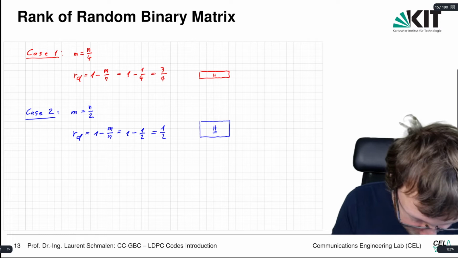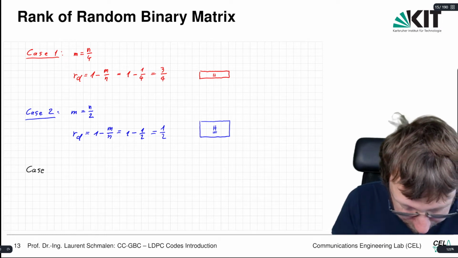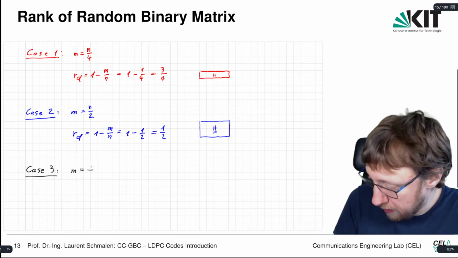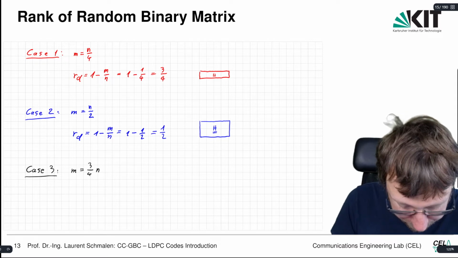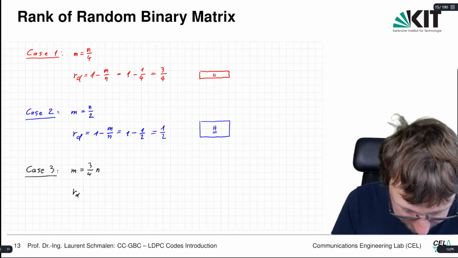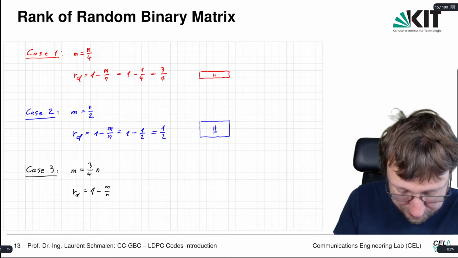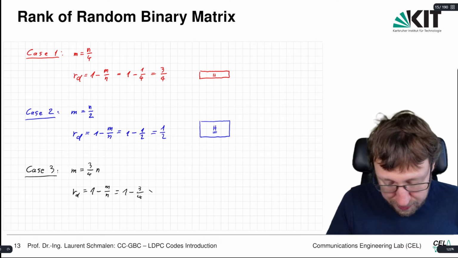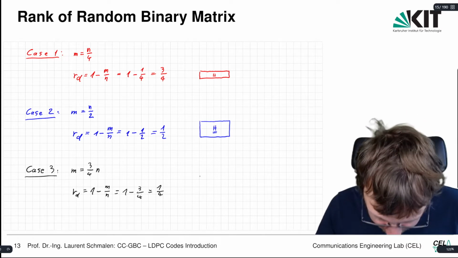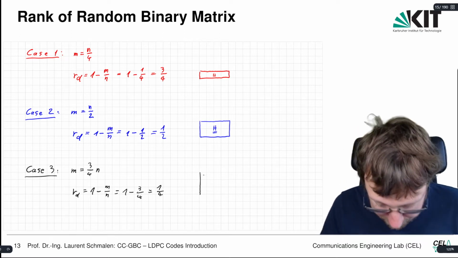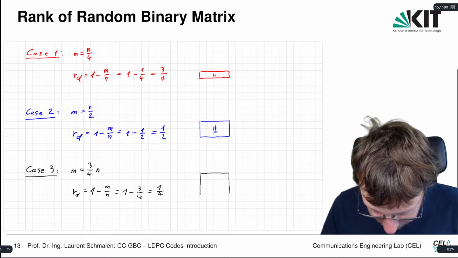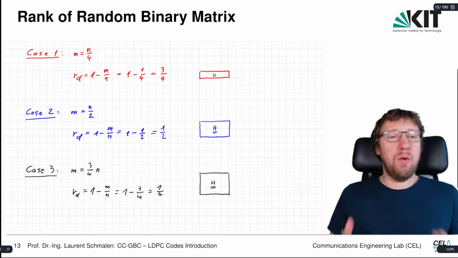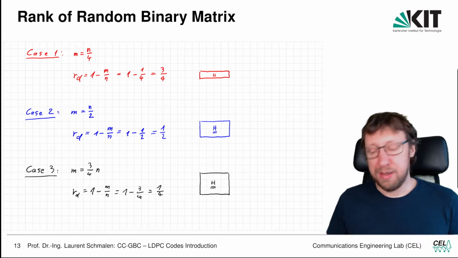And we have case 3: m is equal to 3 over 4 times n. And the design rate R_D is 1 minus m over n, which is equal to 1 minus 3 over 4. So it's 1 over 4. And the parity-check matrix looks like this. And then we calculate the probability that the different matrices have full rank.